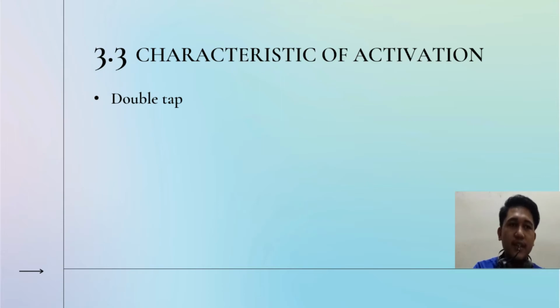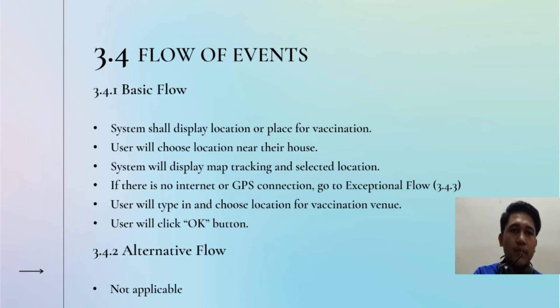3.3 is characteristics of activation. User must double tap onto the icon to choose the location of vaccination. 3.4 is flow events. For the basic flow, firstly, system shall display the location or place for vaccination to the user, and then user will choose the location near their house. When user have chosen the location, the system will display map tracking and the selected location. If there is no internet or GPS connection, the flow will go to app session flow 3.4.3.